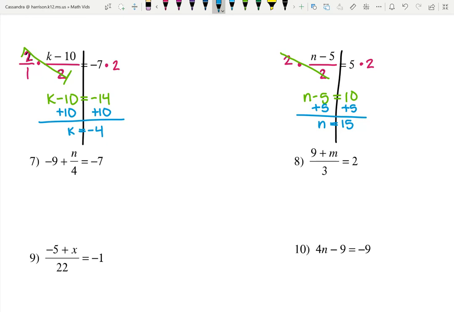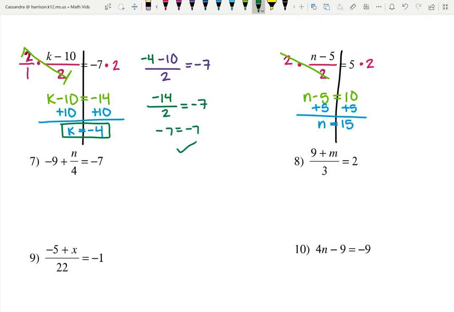Again, I do think it's important to check your answer just to make sure you didn't make any mistakes. So I'm going to rewrite the equation: k minus 10 over 2 equals negative 7. Instead of using k, I'm going to use the number negative 4, since we got k equals negative 4. I'm going to put in negative 4 where k used to be. It's called substitution. Negative 4 minus 10 is negative 14, divided by 2 is in fact negative 7. So that checks out. Negative 4 is the correct answer.